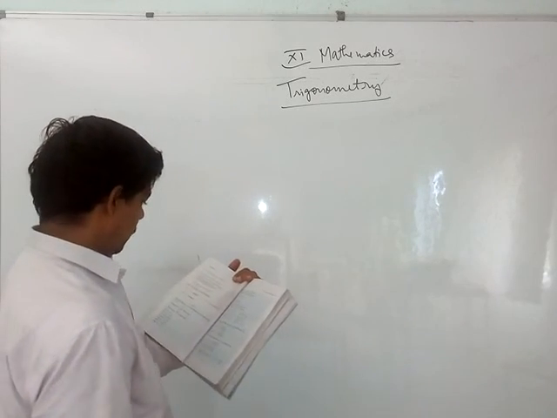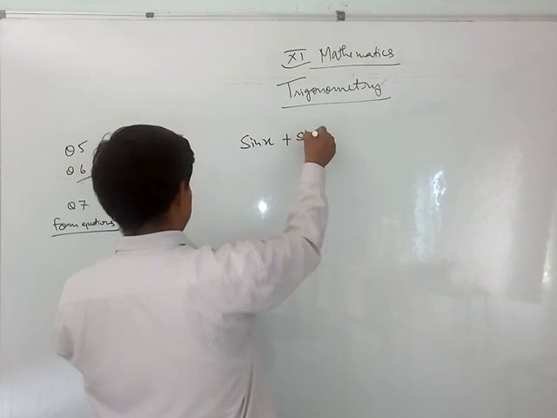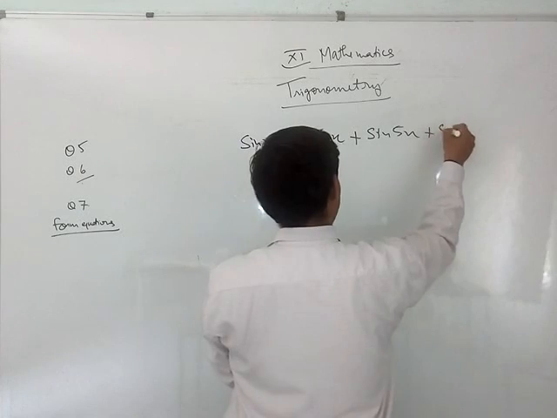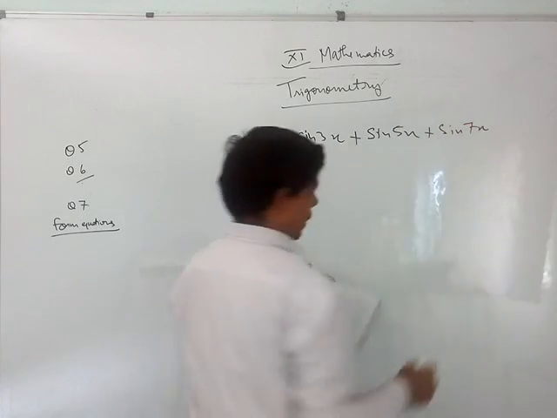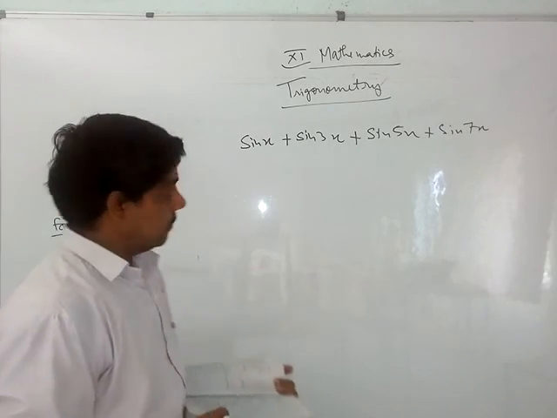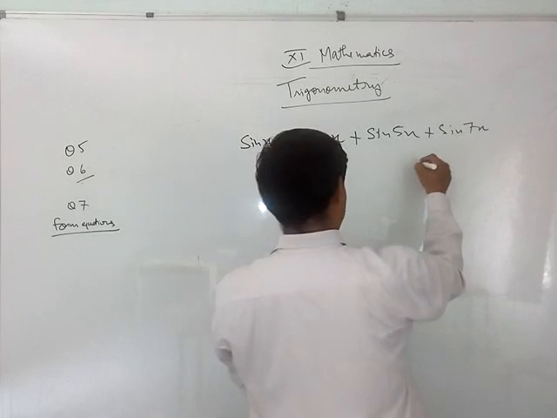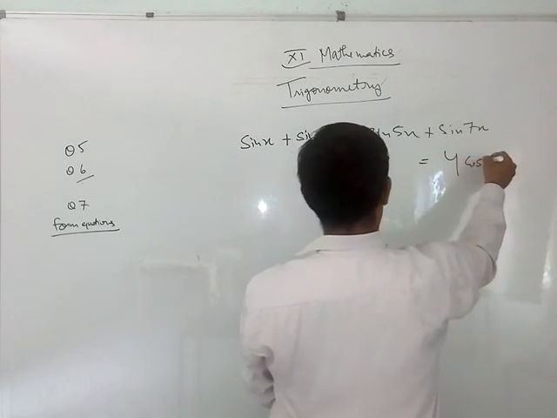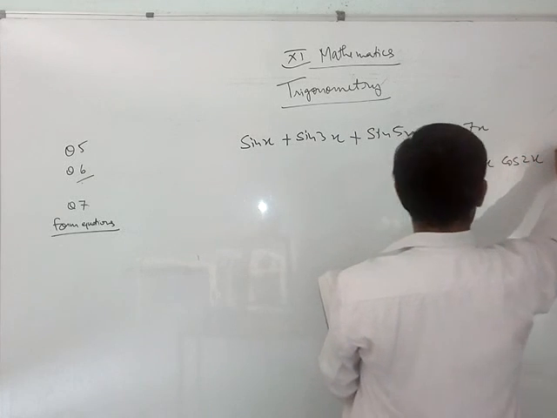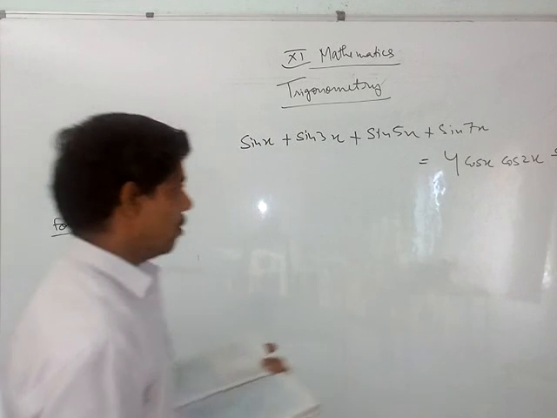It says that sin x plus sin 3x plus sin 5x plus sin 7x, right? We have to prove something. Now this kind of question can also be asked in trigonometric equations. Right now we have to prove this is equal to 4 cos x cos 2x sin 4x. Okay. Now how to prove this?